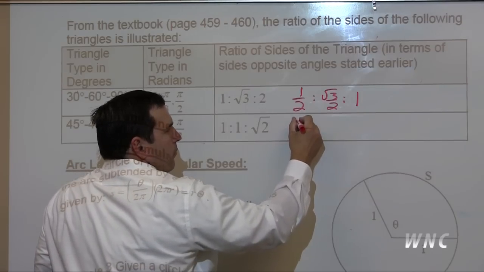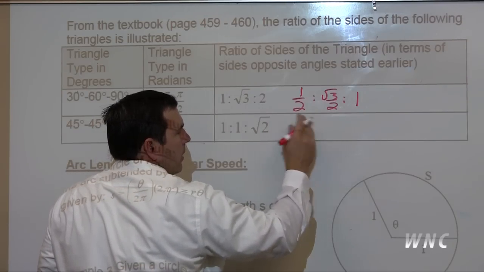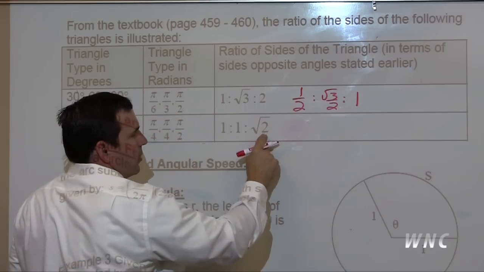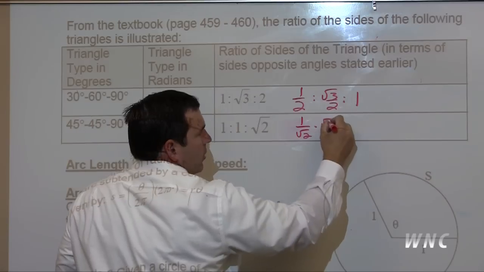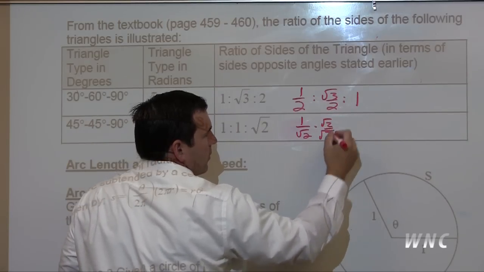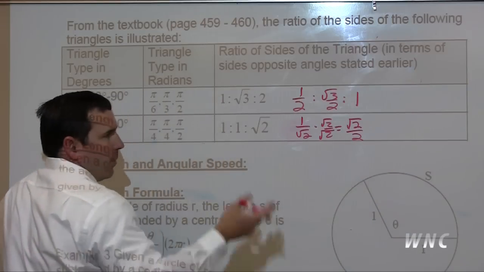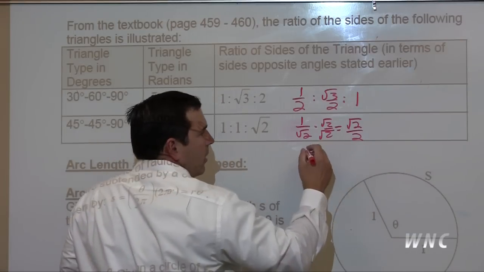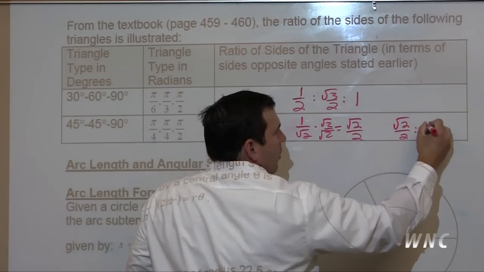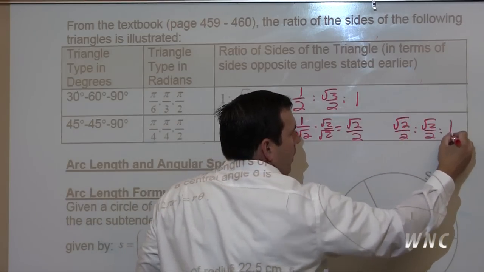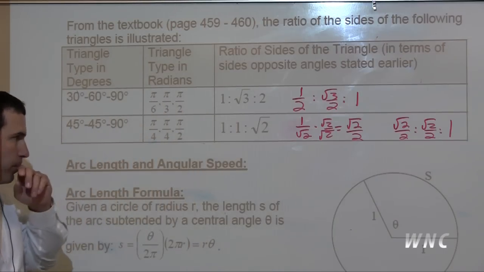Or you may have seen this as everything divided by square root of 2. So think of it as 1 over the square root of 2 times square root of 2 over 2. Square root of 2 over square root of 2 is square root of 2 over 2. That would be the rationalized denominator form. So you could have seen this as square root of 2 over 2, square root of 2 over 2, 1. That's another way you may have seen this in the past.